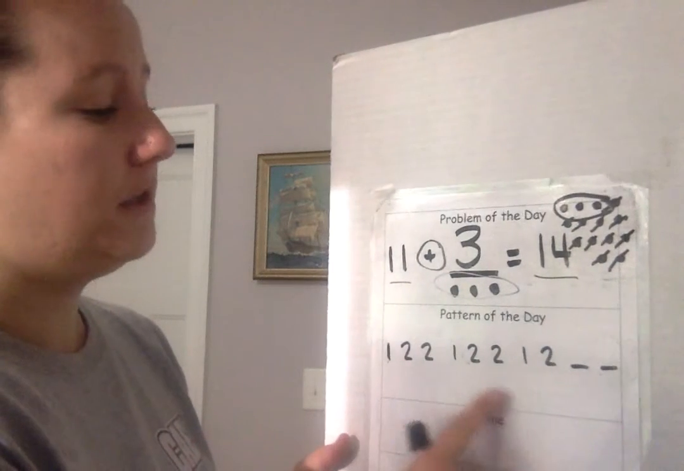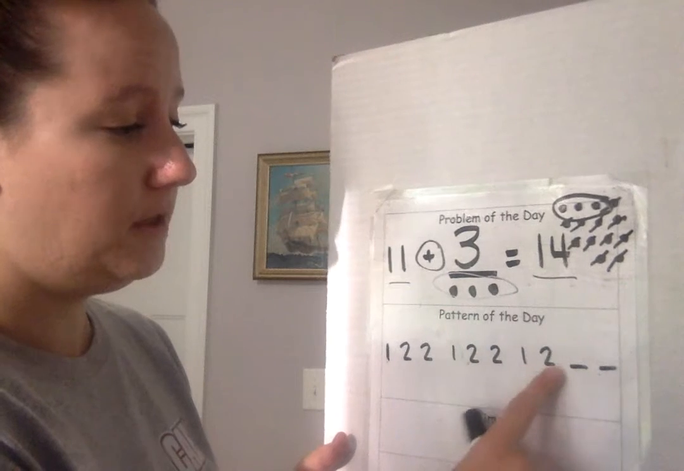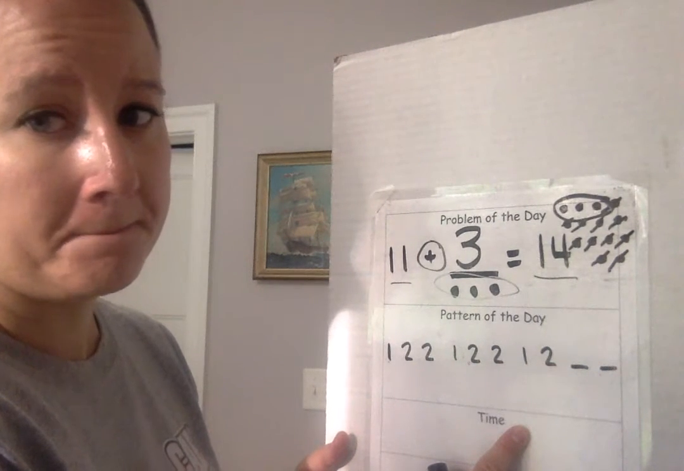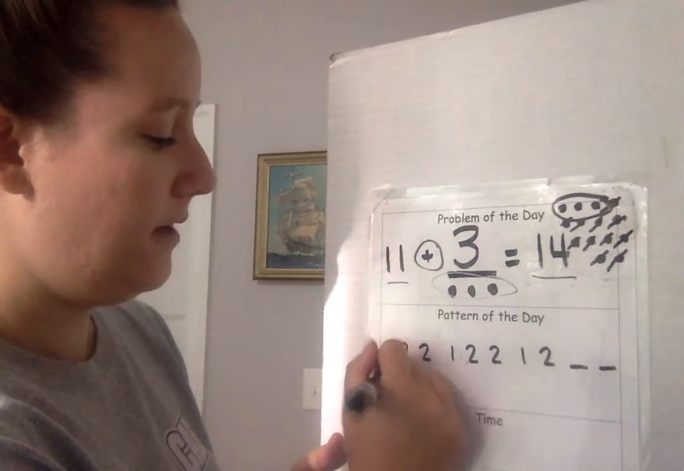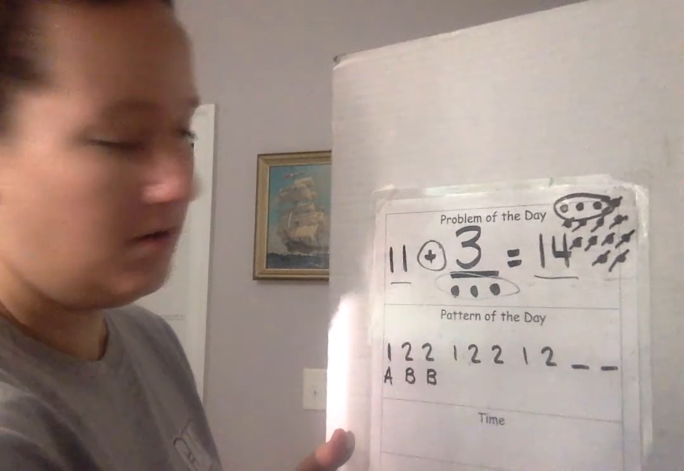All right, let's look at our pattern. 1, 2, 2, 1, 2, 2, 1, 2. Do you think this is growing or repeating? A repeating pattern today. So let's label this. So we have A, B, B.